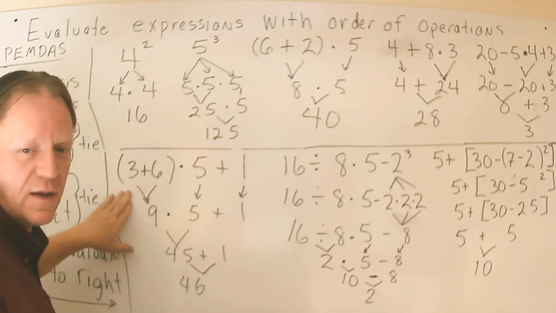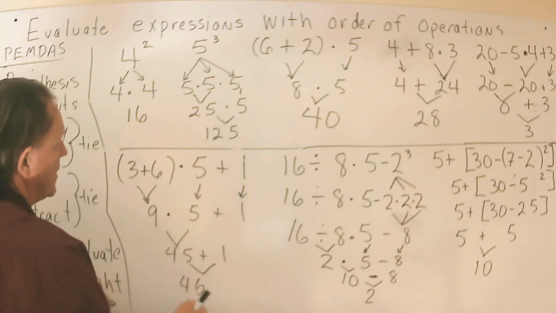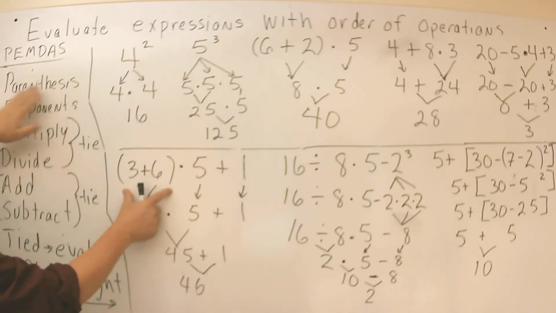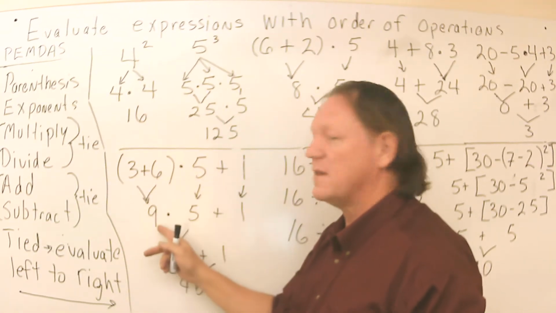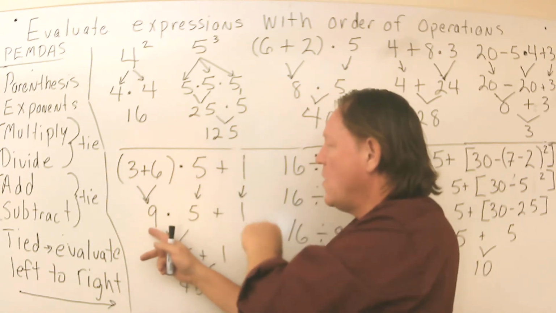We'll go ahead and move on to this example right here. If we look at order of operations, we see parentheses at the top. We'll do that first. What's in the parentheses is 3 plus 6, and that gives us our 9. We bring down the 5 and the 1.